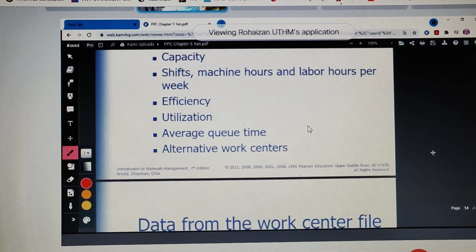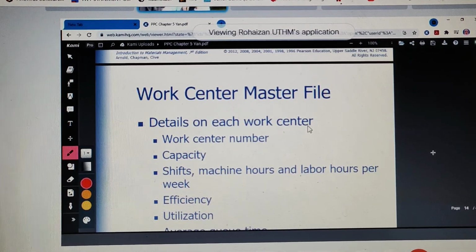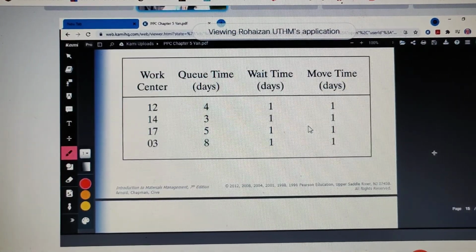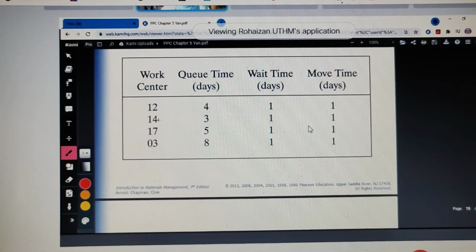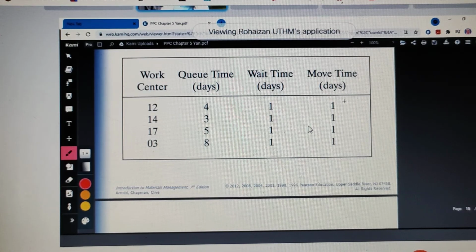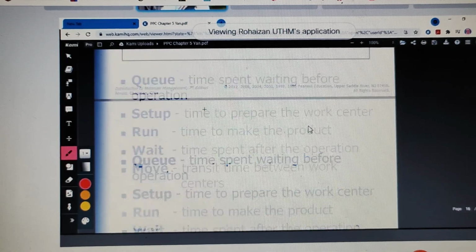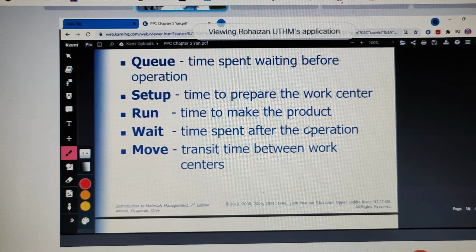And then the work center master file. This is the work center master file. Just now we had work center 12, work center 14, 17, and 3. So this is the queue days, queue time, wait time, and move time for each work center. What is the queue? Time spent waiting before operation. That is the queue. It means we have a product, so the product needs to queue. Okay, setup is what?